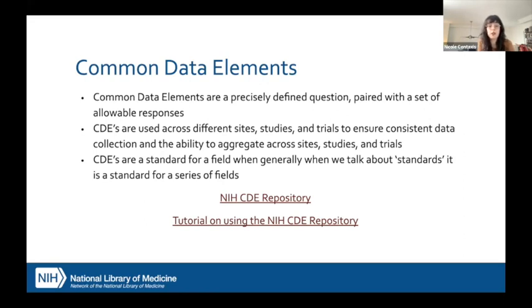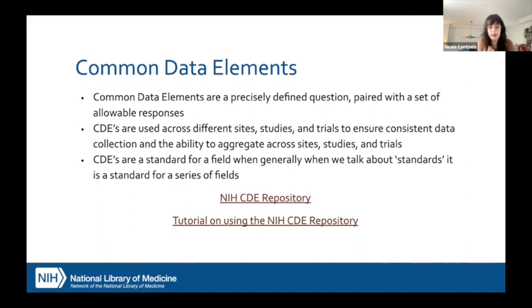CDEs are a standard for a field. When generally we talk about standards, it is a standard for a series of fields. Okay, let me explain that. So CDEs tell us how to collect a single piece of information. Like if you're collecting age in an age group, it would be the question and then that series of allowable responses. But sometimes standards, as we think of them, are a whole series of fields.